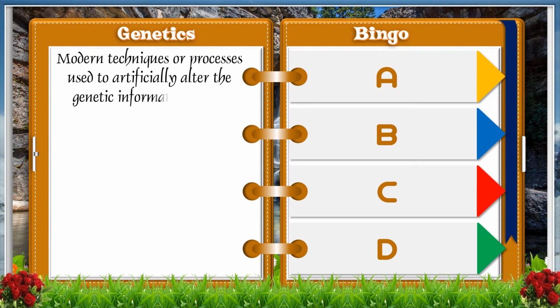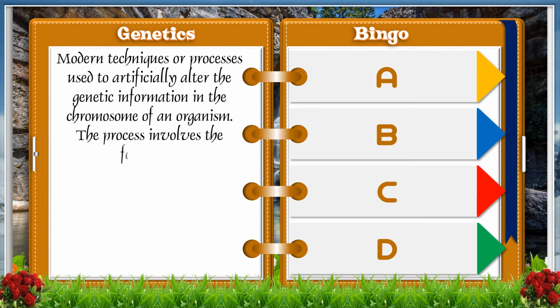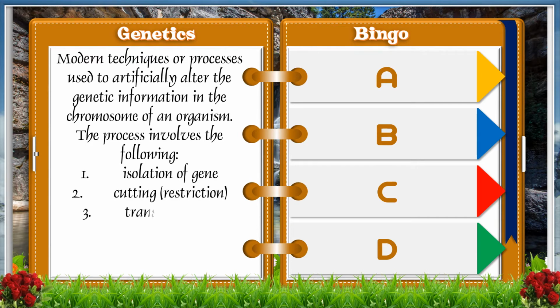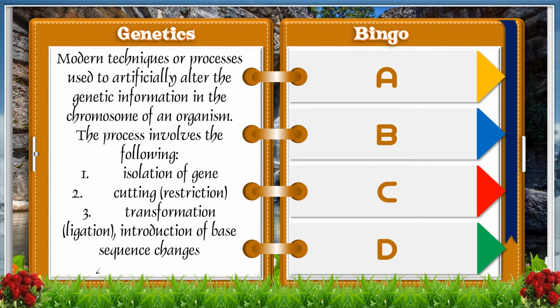Modern techniques and processes used to artificially alter the genetic information in the chromosome of an organism. The process involves the following. 1. Isolation of gene. 2. Cutting or restriction. 3. Transformation, that is ligation. Introduction of base sequence changes. And 4. Expression.